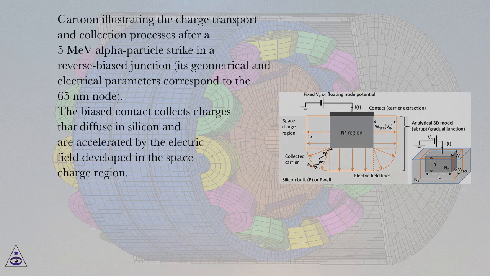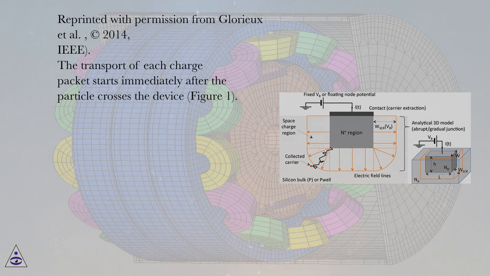Cartoon illustrating the charge transport and collection processes after a 5 MeV alpha particle strike in a reverse biased junction. Its geometrical and electrical parameters correspond to the 65 nanometers node. The biased contact collects charges that diffuse in silicon and are accelerated by the electric field developed in the space charge region. Reprinted with permission from Glorieux et al., copyright 2014, IEEE.